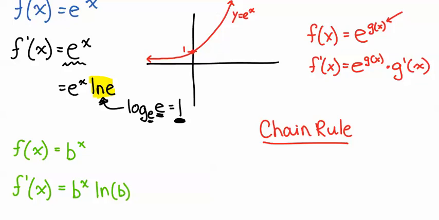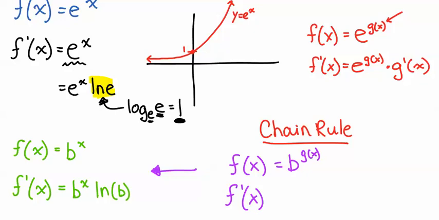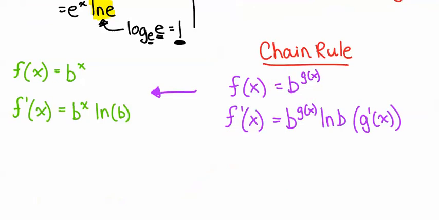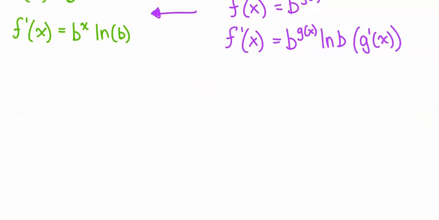Okay, and that's the same thing for our exponential function. So if you had some kind of function like b to the g of x, and we wanted to find the derivative, we'd have to find the derivative of b to the g of x, which is just b to the g of x ln b, and then we'd have to multiply that by the derivative of g of x. Okay, so let's just do a quick example so you know what I'm talking about.